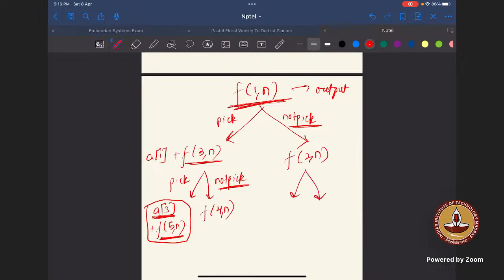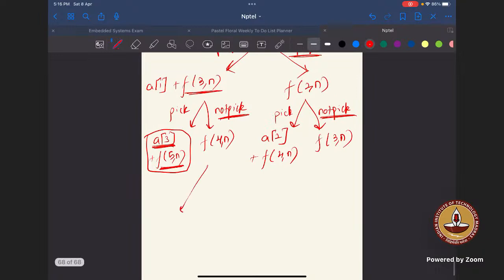Now this one also, it will pick or it will not pick. If it picks the second element, then a of 2 plus f of 4, n, because the third element cannot be picked. And if it does not pick the second element, then the recursion will be called from the third element. Okay. So in this manner, the tree will go on.